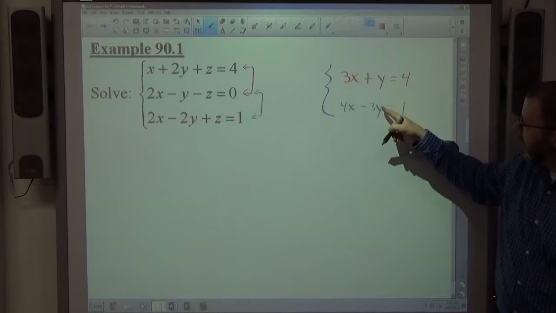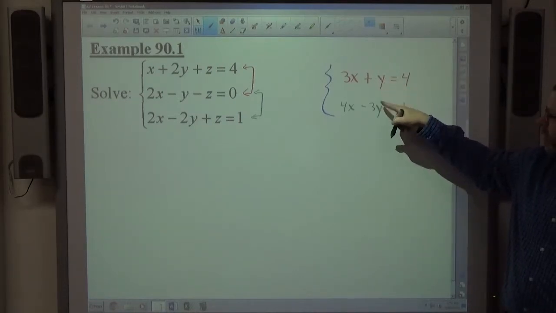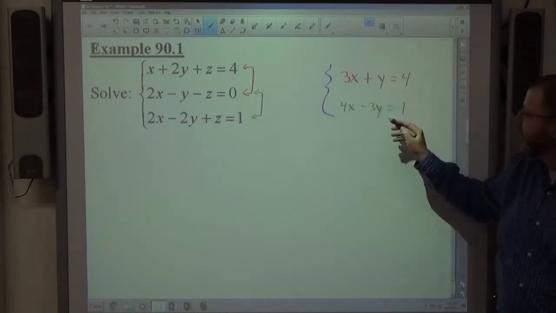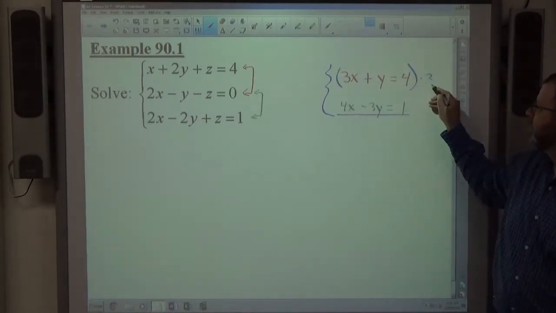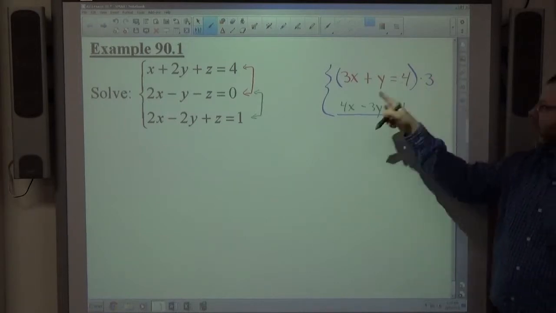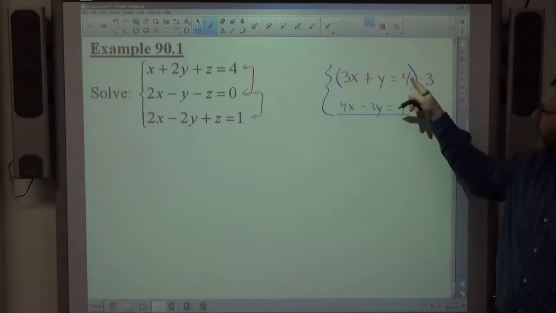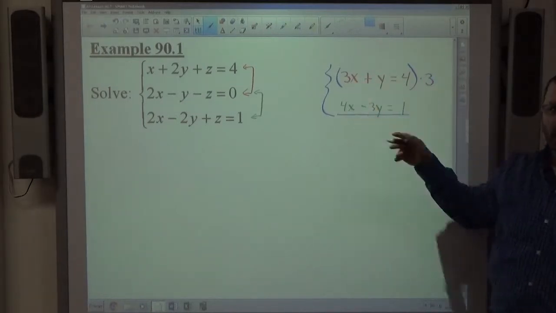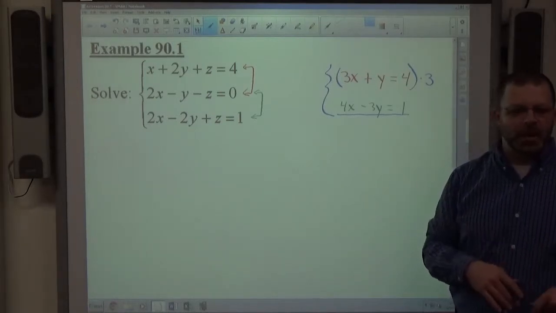All right? Would everybody agree that getting rid of y is easier than x here? Because 3 times that, and that makes negative 3y, right? So what I'm going to do here is this. I'm going to multiply this by 3. But instead of writing 9x plus 3y equals 12 here, I'm going to multiply and add at the same time. And again, I think you guys can all handle this. If you can't, then by all means, do what you have to do.